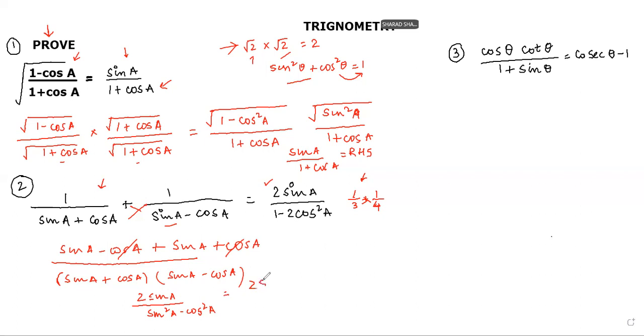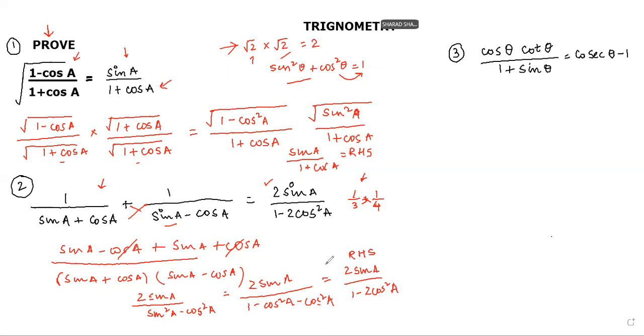2 sine A upon, what can I write for sine square A? I can write 1 minus cos square A. And there is another minus cos square A. Okay. And this is what is the right-hand side, 2 sine A upon 1 minus 2 cos square A. Right. So now this is the right-hand side and hence proved.